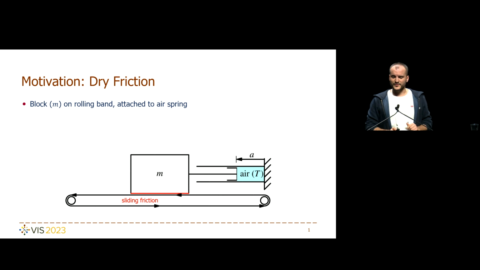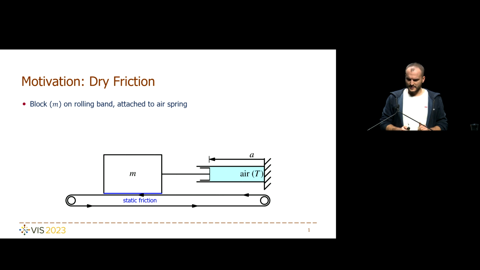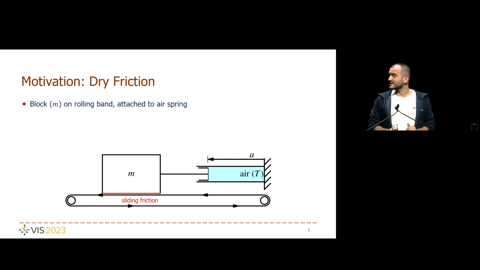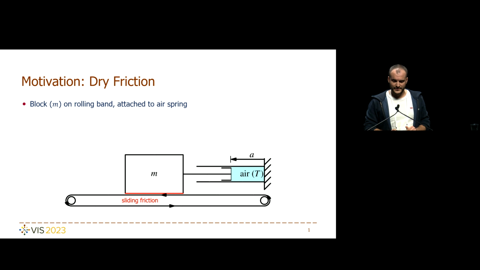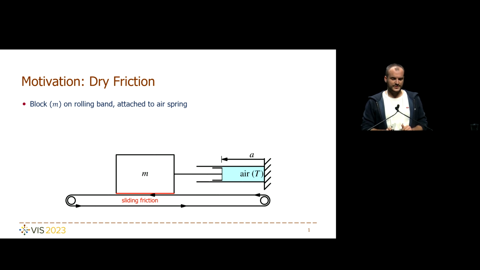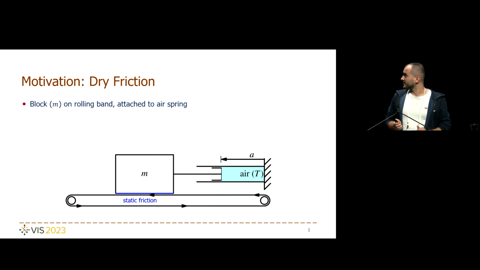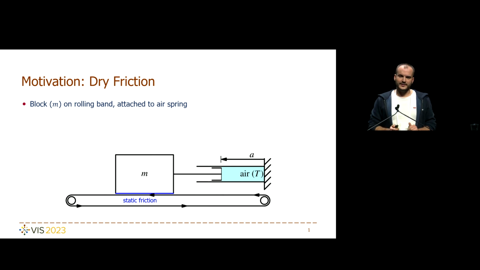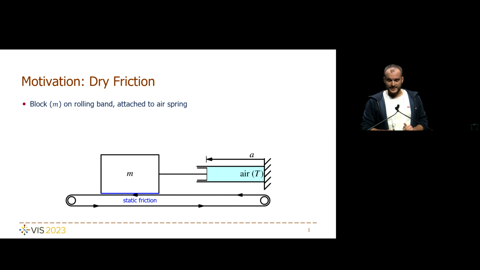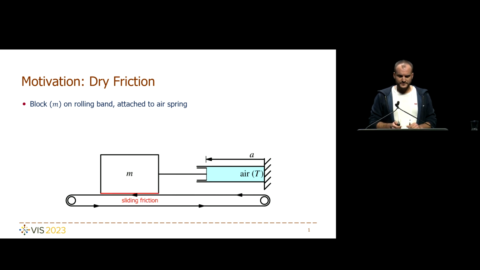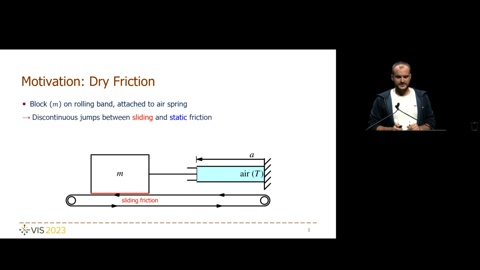As a motivating example, we look at the physical model of dry friction. A solid block lies on a rolling band. The block is attached to an air spring. As the block slides over the band, it will experience sliding friction, here indicated in red. At a certain velocity, the sliding friction will transition into static friction, indicated in blue, which is usually greater than sliding friction. As the deflection of the air spring increases, the spring applies more force into the block, which results in the transition from static to sliding friction again. This process involves discontinuous jumps between sliding and static friction.